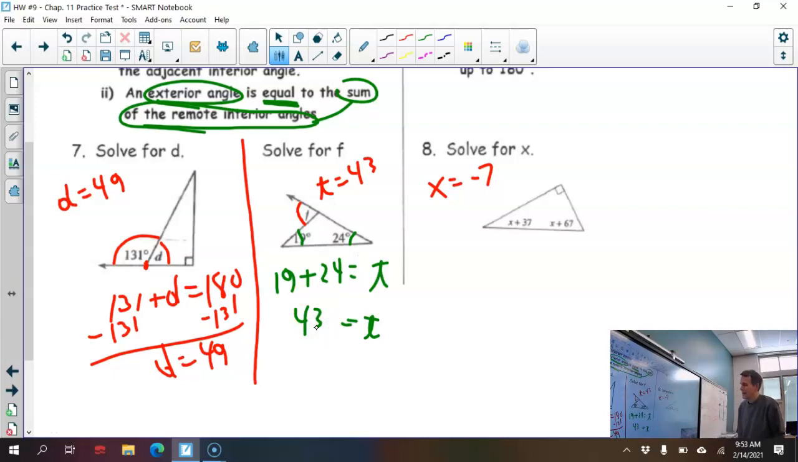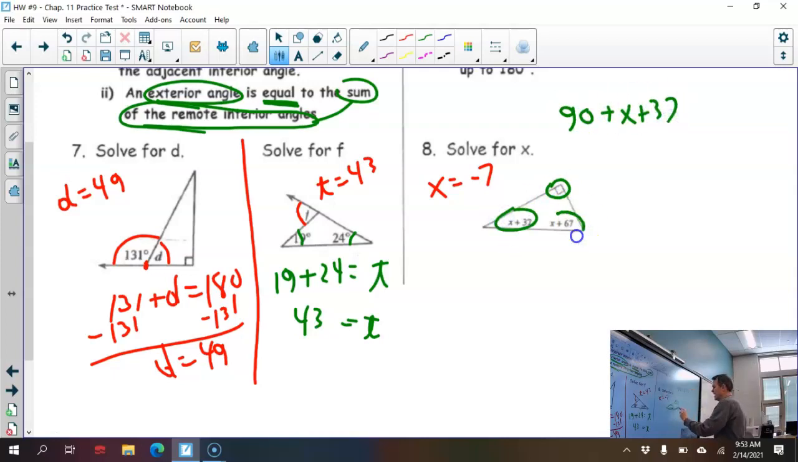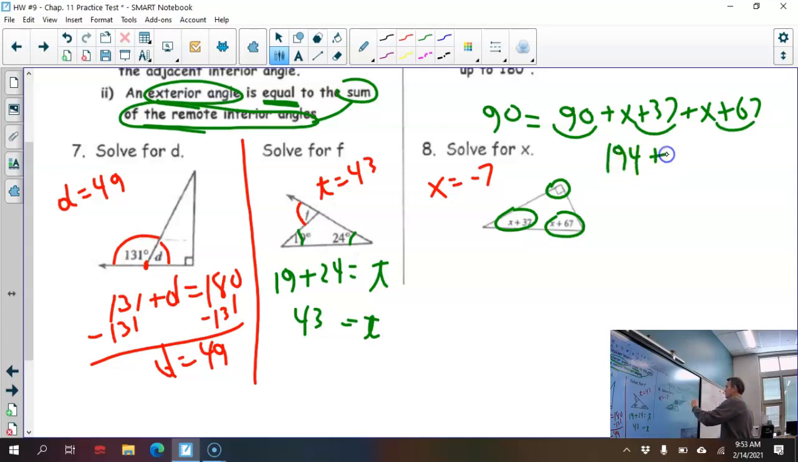Number 8, I have learned that in a triangle, the angles all add up to 180. So if I take this angle, which is 90, and this angle, which is x plus 37, and this angle, which is x plus 67, I know that added together, those all equal 180. So if I add my like terms together, that would be 104 plus 90, which is 194, plus 2x, I add my x's together, that equals 180, of course.